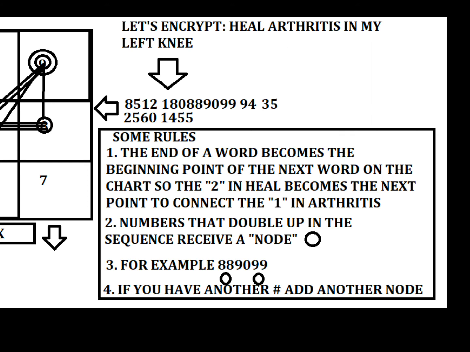So if the end of one word is a 2 and the next one is a 9, then you would draw a line from the 2 to the 9. It's actually not that hard, but you definitely want to do it all at once because next time you come back, you will not remember.